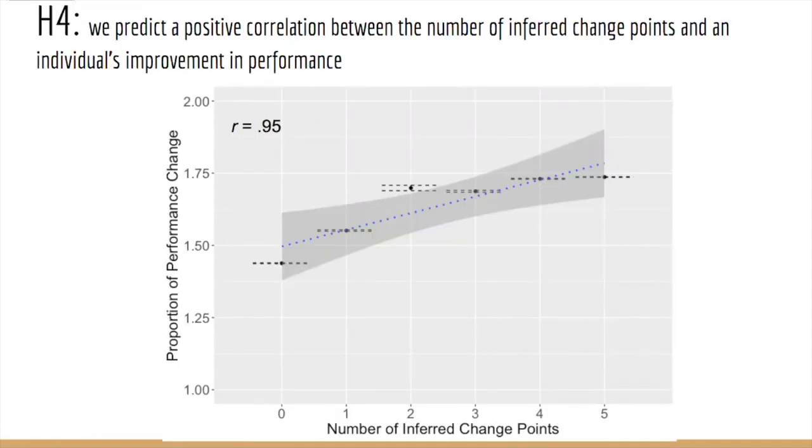For our final hypothesis, we predicted a positive correlation between the number of inferred change points and the individual's improvement on the task over time. We examined the average proportion of performance change as a function of the number of inferred change points across participants. As can be seen in this figure, there is a strong positive relationship between the number of change points and the proportion of performance change. This suggests that the inferred change points are associated with greater increase in performance over time and not simply due to noise, error, or lack of motivation by the individuals.